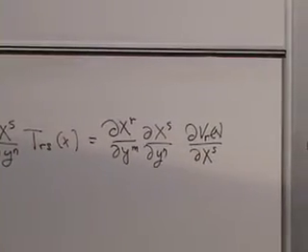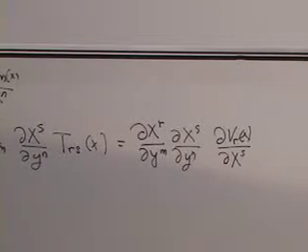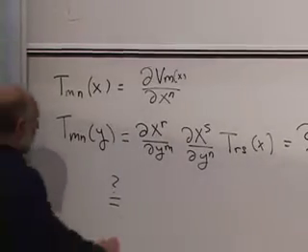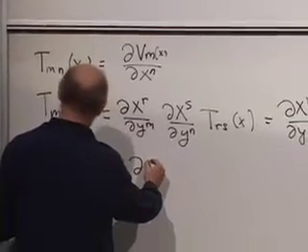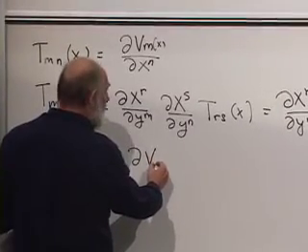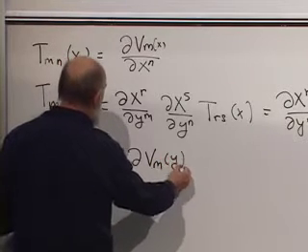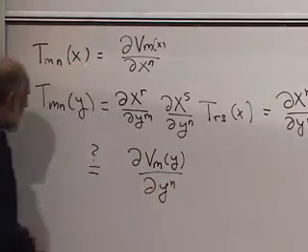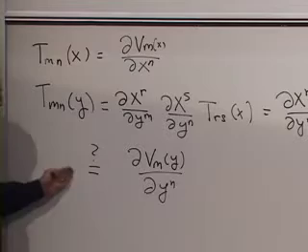And my question is this: is this or is this not equal to the derivative of Vm of y with respect to yn? The symbol equals with a question mark doesn't mean it's equal. It means, is it equal? Not it is equal, but is it equal?